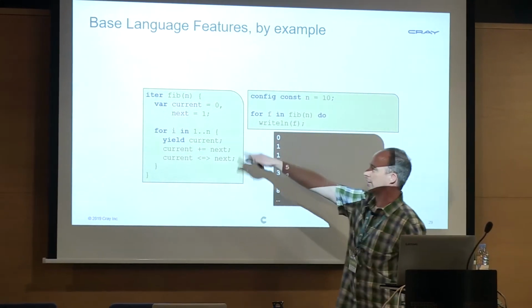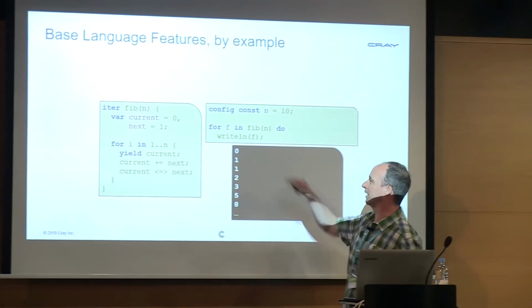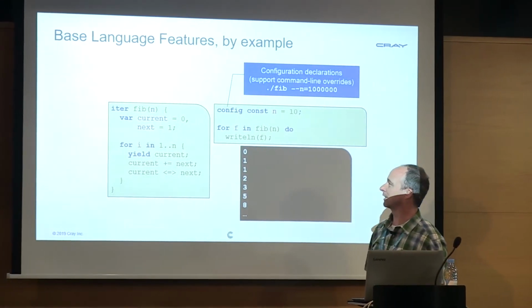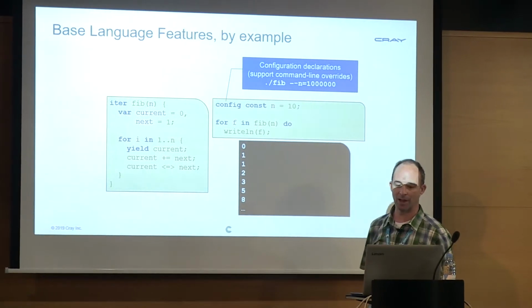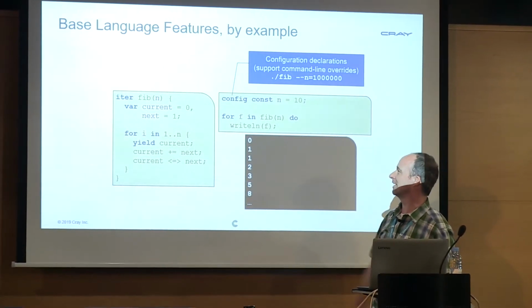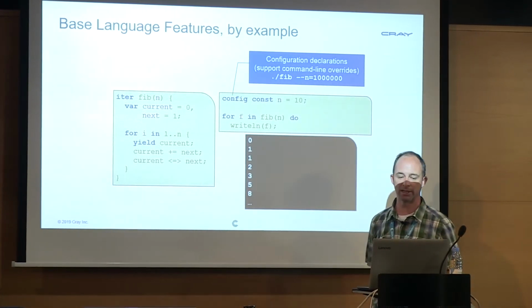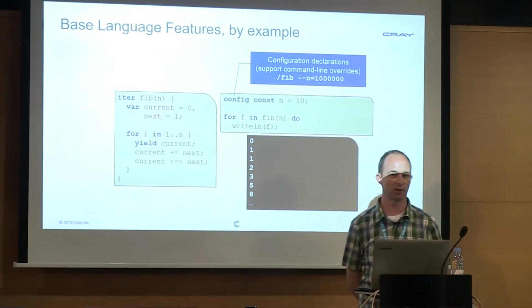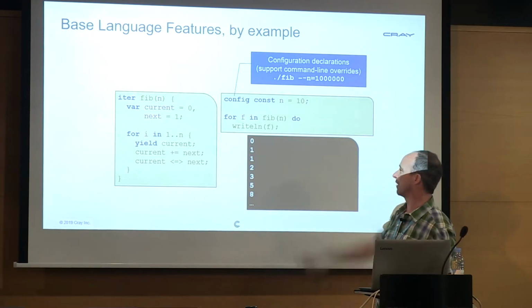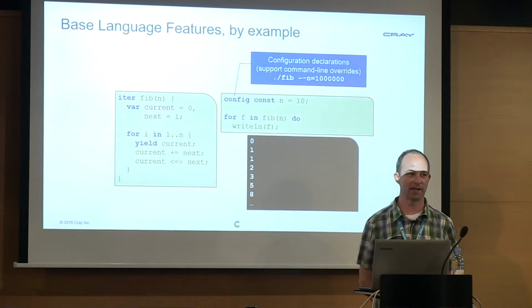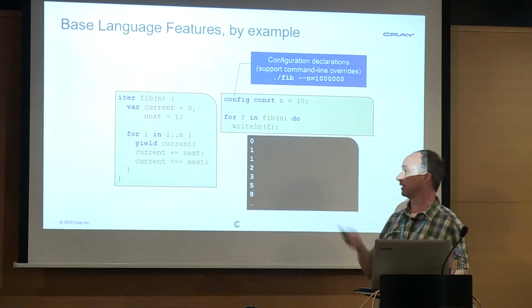And so over here is a Fibonacci iterator I've written, and over here is the code that uses it and drives it. I start out by declaring what we call a configuration constant in Chapel. This is a constant like in C, so I say n is given the value 10. But this keyword config basically gives you the ability to reset its value on the command line. So if I've declared n in this way, when I run my program, I could say --n=1,000,000, and that'll override the default value of 10.